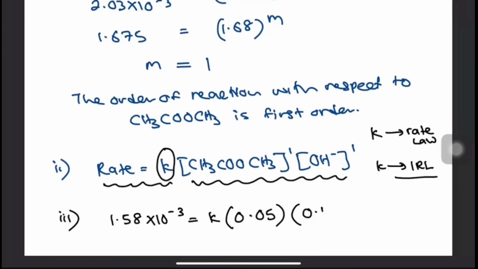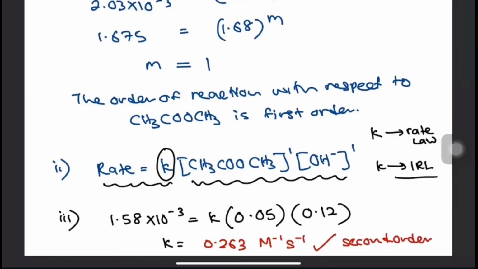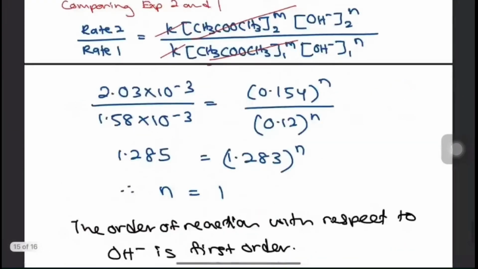0.12, madam. 0.12. So what was the answer for K? 0.263. Right. So it is per molar per second because this is second order. So please take note of that. Right. So let's look at the final question.